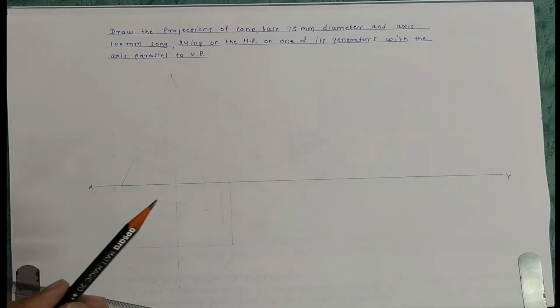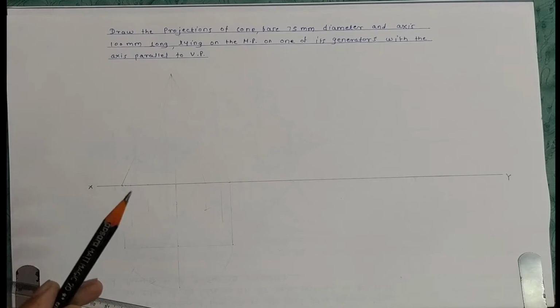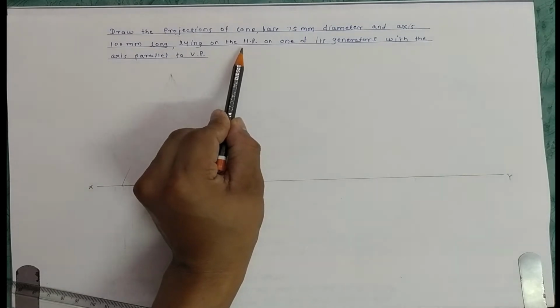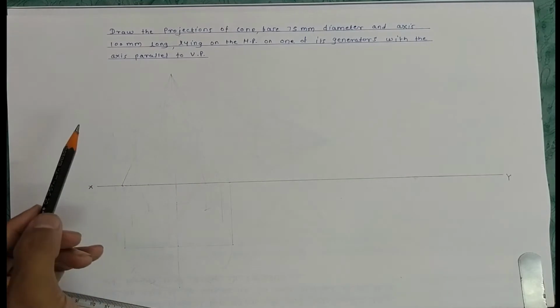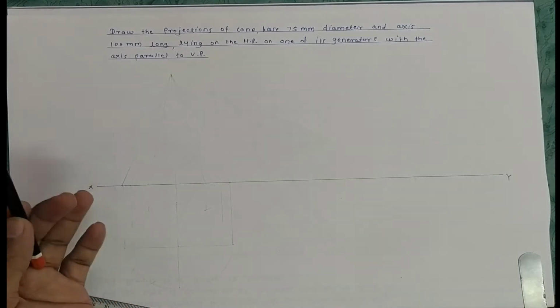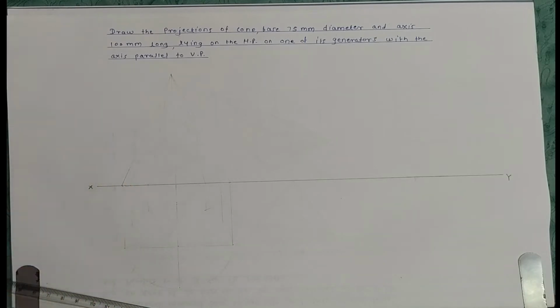So again, there are two conditions here for solving the problem. Axis lying on HP. So first of all, consider that the axis is perpendicular to HP, and after that the generator lying on HP. When the axis is perpendicular to HP, it means that you will get the true shape in top view, which is a circle, and in front view you will get a triangle.